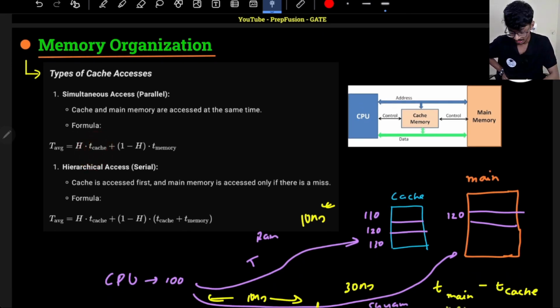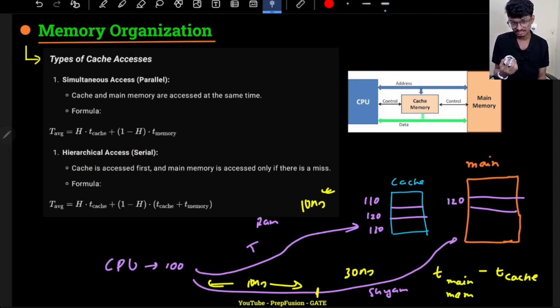What if it is a miss? If it is a miss, it will be 1 minus H, because it is a miss, into the access time of the main memory. Now you will say, what is the difference then? Previously also it was taking the access time of the main memory. We will understand this once we see the hierarchical access.